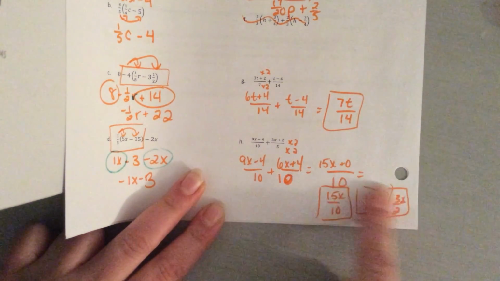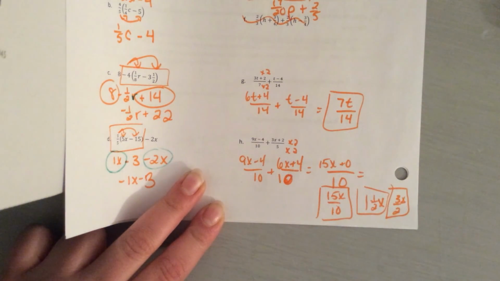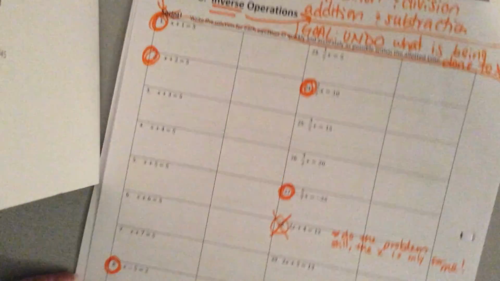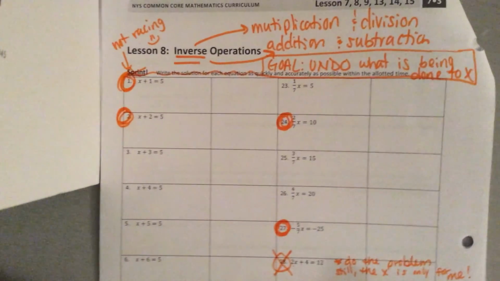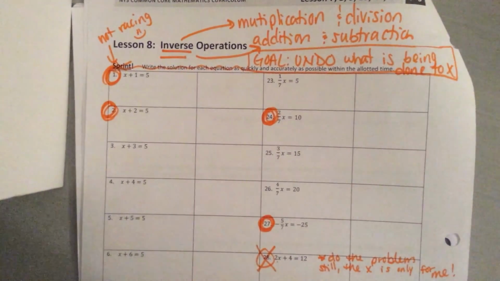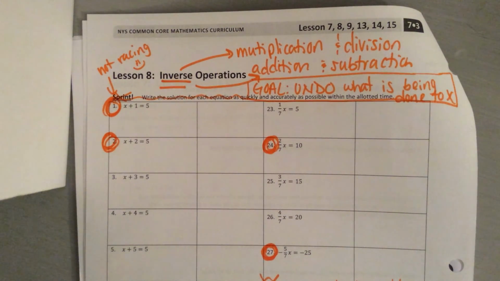15x over 10 simplifies to any of these here. Okay, so from here, we're moving on to the lesson. So you need to be on lesson 8, okay? So what's going on is we are skipping lesson 7 just momentarily. Not momentarily, but just until Monday. So with lesson 8, what we're doing here is actually solving equations, okay? Lesson 7 would require you to write equations and then solve them after that, which is what we'll be doing Monday and Tuesday. But for now, we're just going to practice solving equations.